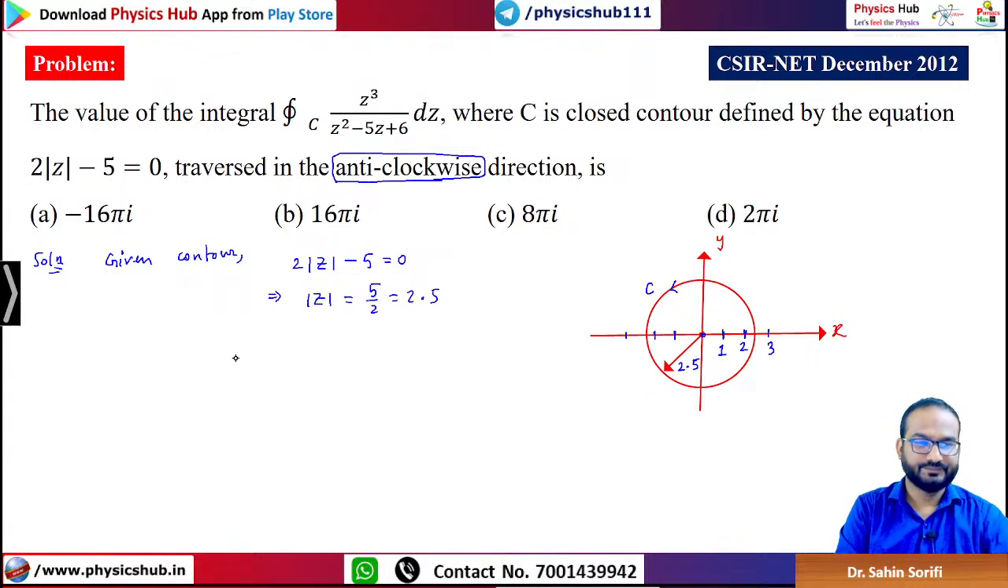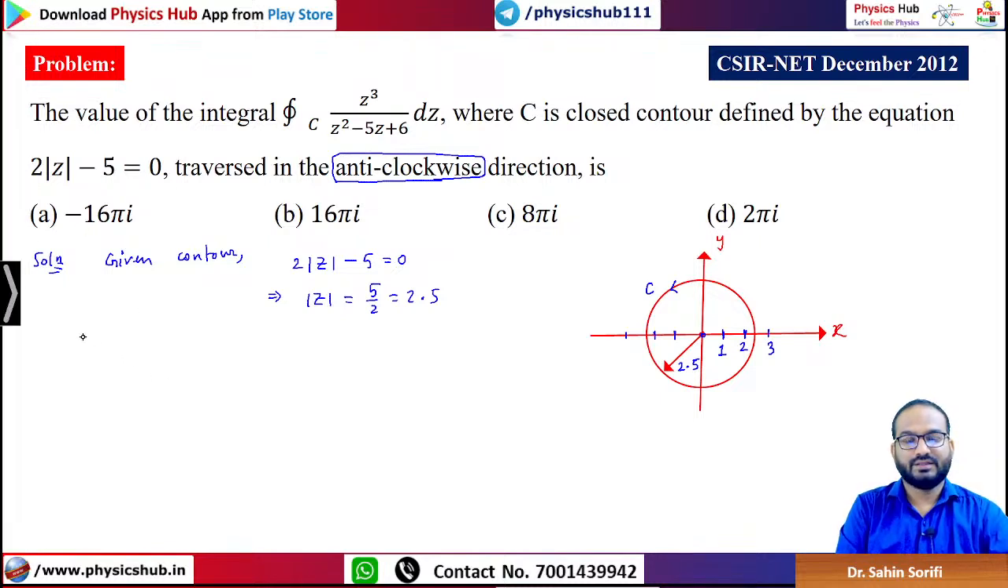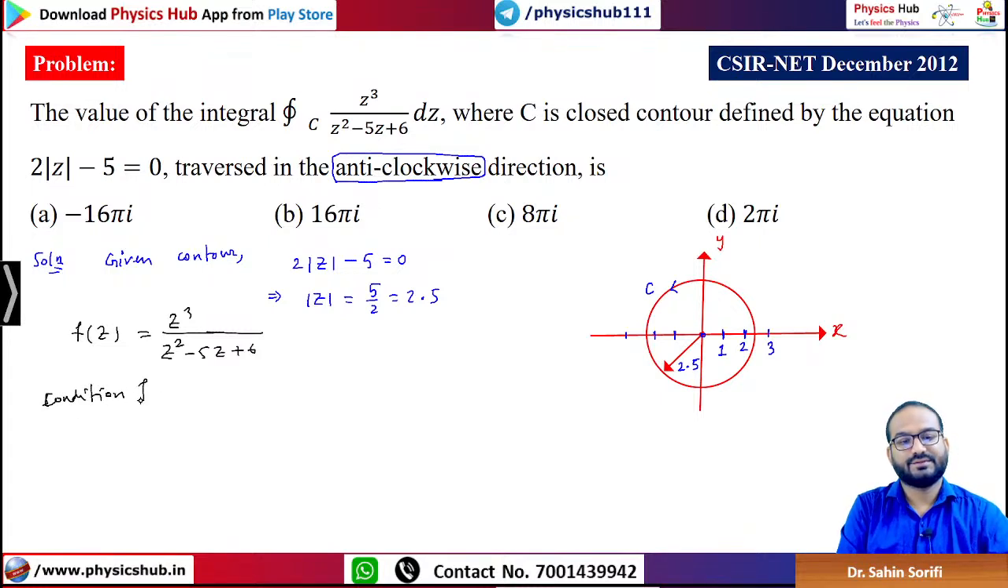Option A. Okay, so what we have done: f of z is equal to z cube by z square minus 5z plus 6. The condition for singularity you have applied. A, everyone is getting A.